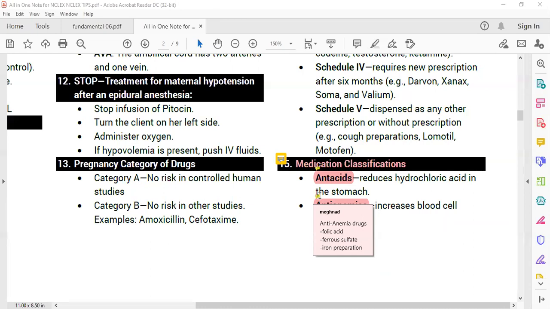Folic acid, especially for a pregnant mother, is good to give because folic acid can prevent neural tube defect. Deficiency of folic acid can cause neural tube defect, spina bifida, we call it. Iron preparation also can prevent or treat anemias.